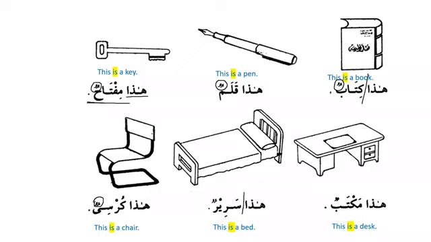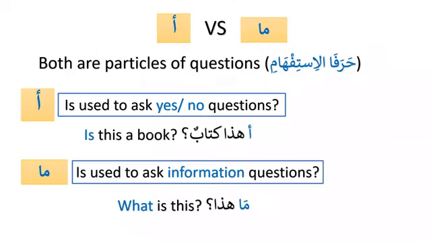So this is a chair, as we can see over here. And then we move on to learn about ma and hamzatul istifham. What is this? Hamzatul istifham, the hamza of interrogation, or interrogative hamza, is used to ask questions. Both of them are particles. Please remember this. They are particles of questions. We use them to ask questions.